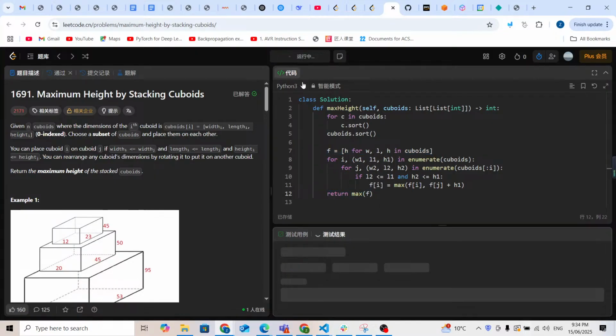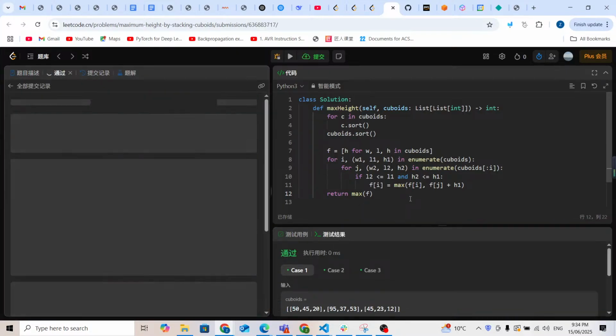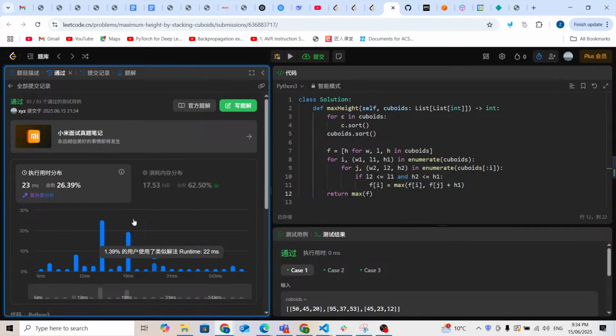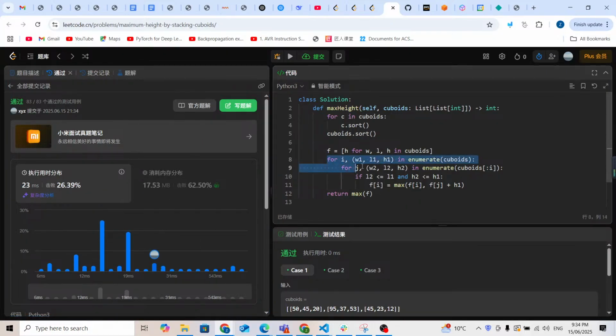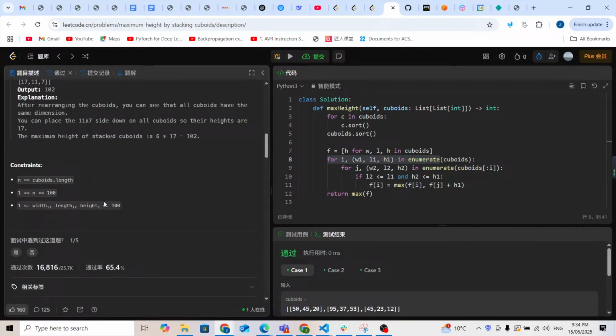Now let me run it to check if it works. As you can see, it works. Now let me submit it. As you can see, it works, and it's pretty fast. The time complexity is n squared, because here we have two for loops. Here is just a sorting, it is okay. This is n log n, but here is n squared, and n is at most 100. That is why it works. So this is n squared time.